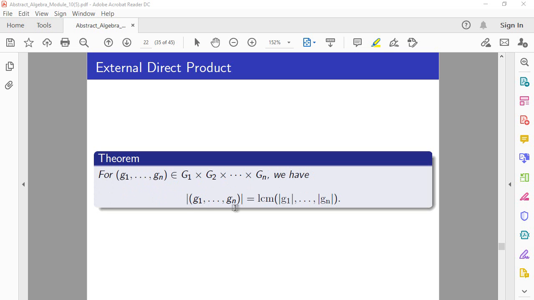Well, the order of that is equal to the LCM, least common multiple, of the orders of the coordinates. So the order of an n-tuple is the LCM of the orders of the coordinates of the n-tuple. Let me say that one more time. The order of an n-tuple is equal to the LCM of the orders of the coordinates of the n-tuple.